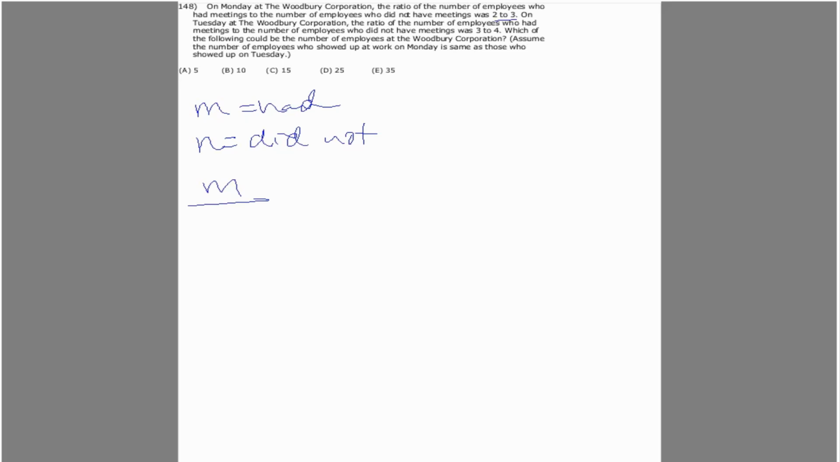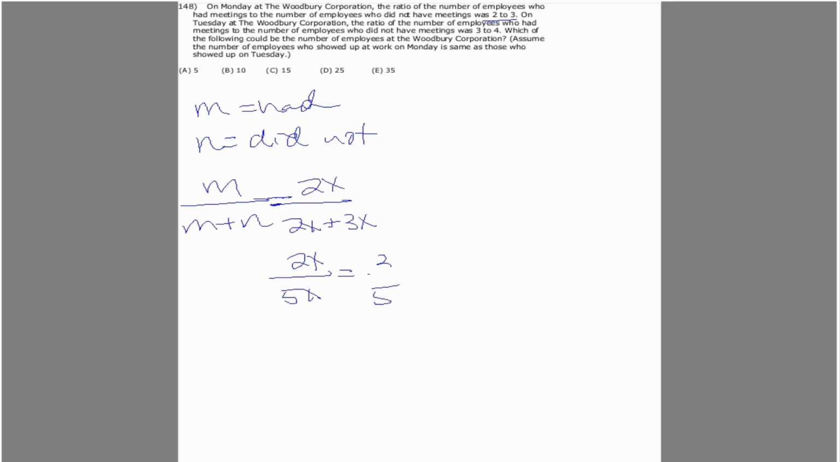Okay? So if on Monday those who did to those who did not was 2 to 3, well, what we can say is M over M plus N is equal to, we may want to use ratio multipliers here. We may want to say 2x over 2x plus 3x, right? And again, the ratio multipliers there just remind us of the fact that we don't know exactly what the numbers were. We know it was 2x to 3x, okay, which is important. So from here we can say this is 2x over 5x. Well, we can say this is 2 to 5.